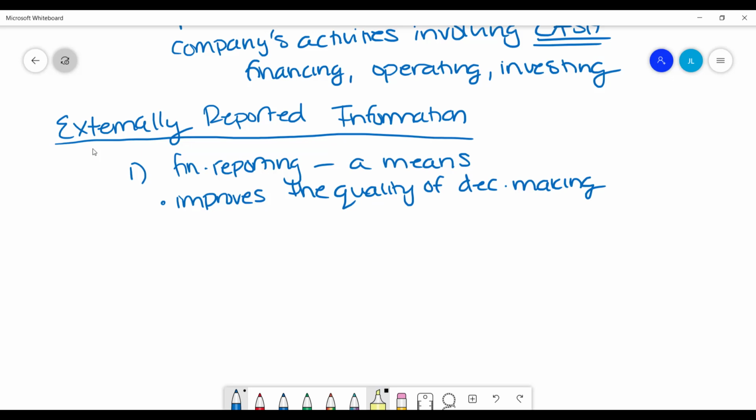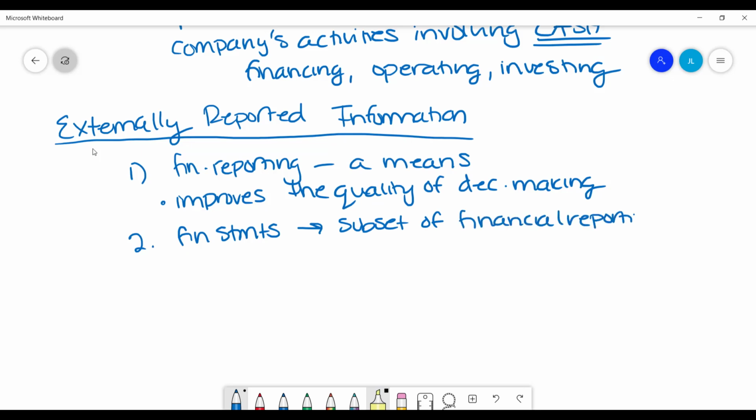Now, when we're looking at externally reported information, financial reporting and financial statements, they're part of the same kind of group, but they're not exactly the same thing. Financial statements are just a subset of financial reporting. So, for example, those three types of financial statements that we mentioned, this is just a subset of financial reporting.